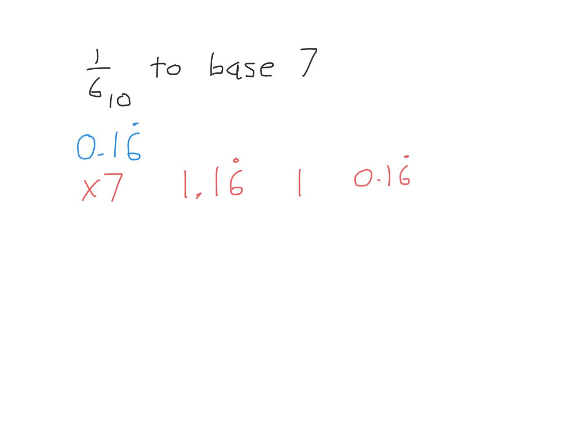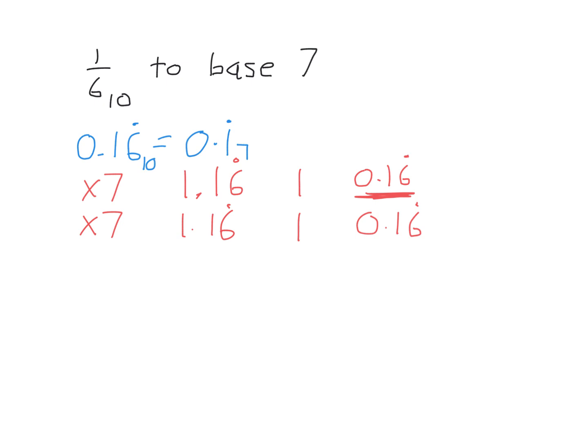Now I'm back to where I started, so I could stop there, but just to show you, if I times what was left over by 7 again, I end up with the exact same thing in the next go. So if I were to keep going, I just simply end up with a whole string of 1s. So 0.16 recurring is equal to 0.1 recurring in base 7.